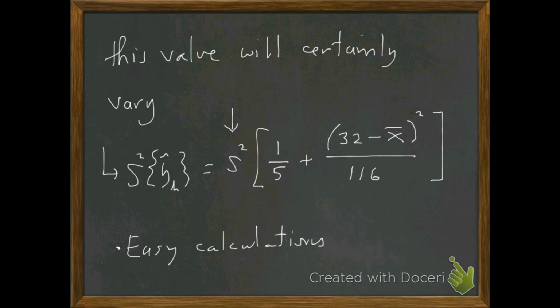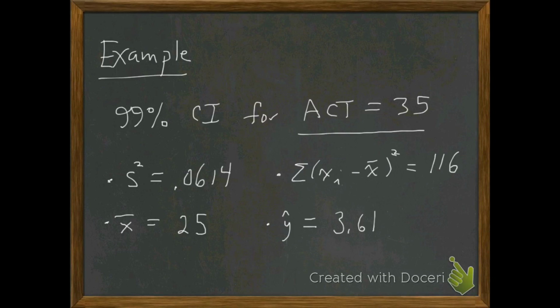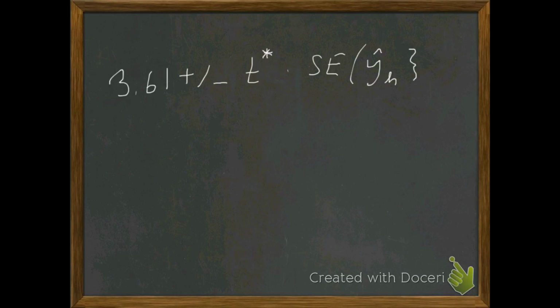And here we're going to get 32 minus 25, so that'll give us 49 divided by 116. And if I did everything correctly, our standard error is 0.03822. Now we've got to find our T critical.